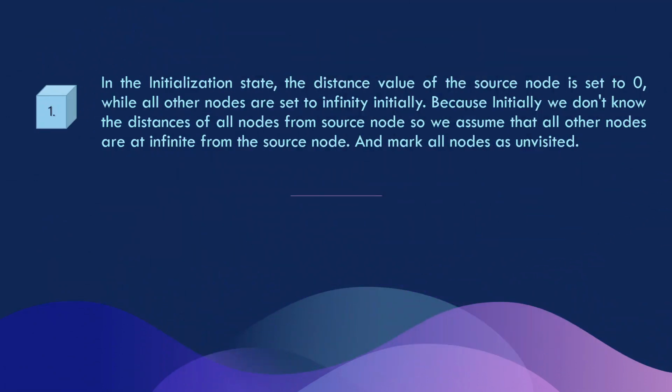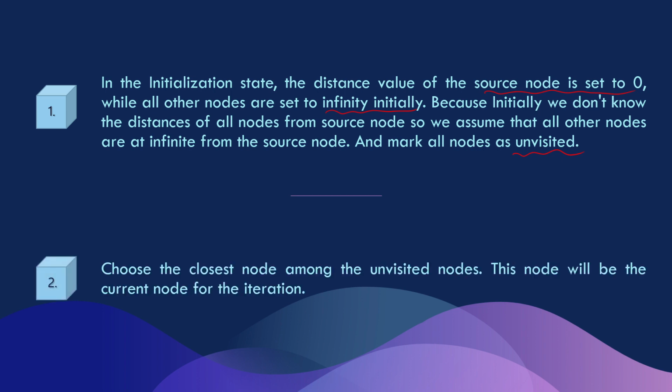In the initialization step, the distance value of the source node is set to 0, while all other nodes are set to infinite initially. Because initially we don't know the distances of all nodes from the source node, we assume that all the nodes are at infinite distance from the source node. And mark all nodes as unvisited. In the second step, choose the closest node among the unvisited nodes. This node will be the current node for the iteration.